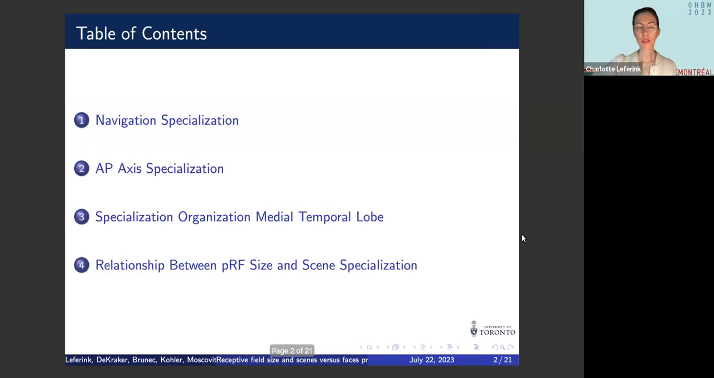So this talk will be organized along the sections of navigation specialization within the hippocampus, looking at particular specialization within the anterior-posterior axis of the hippocampus, moving on to the specialization and organization within the medial-temporal lobe, memory-related areas, and then looking at the relationship between population receptive field size and scene specialization within the hippocampus.